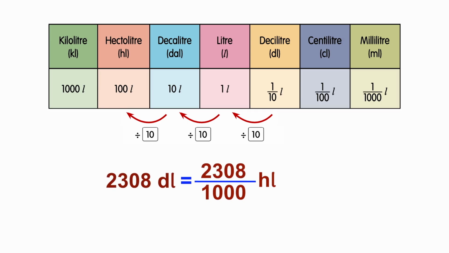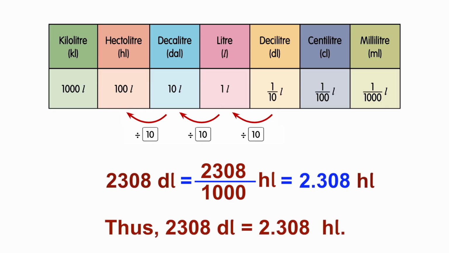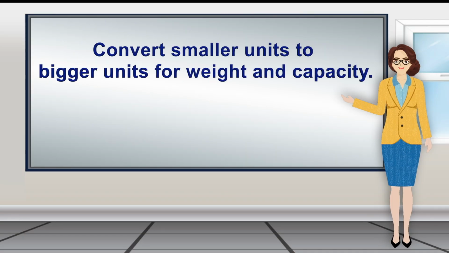So, 2308 deciliters equals 2308 divided by 1000 hectoliters equals 2.308. Thus, 2308 deciliters is equal to 2.308 hectoliters. Similarly, we convert smaller units to bigger units for weight and length.